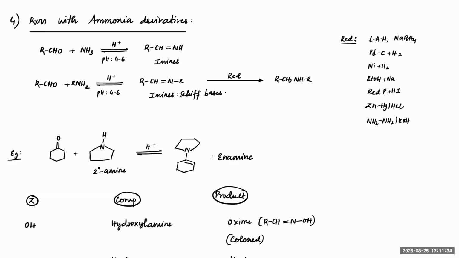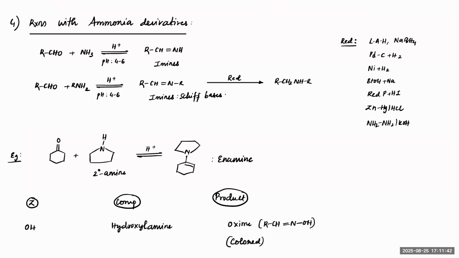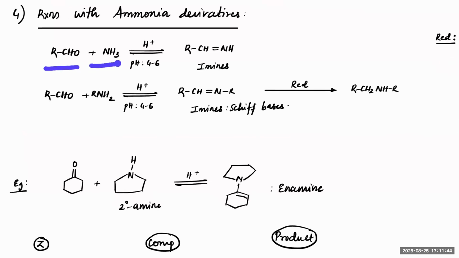Yes, sir. Next, notice reaction with ammonia, ammonia and ammonia derivatives. What does that mean? Suppose you have an aldehyde reacting with ammonia in H plus. That means this has to be a mild acidic medium. Then the ammonia will attack on the carbon and water will come out of it. So what is left now? Imines are left.